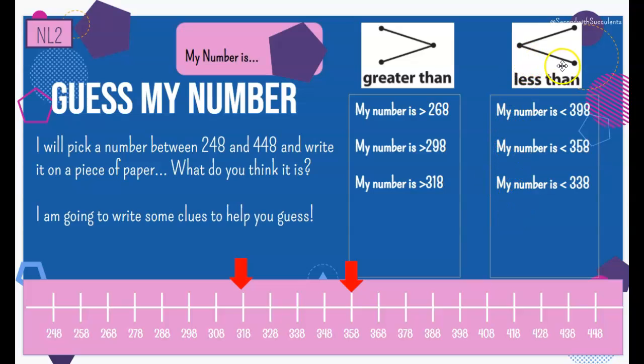My number is less than 338. Let's move our arrow. Give me a thumbs up if you know what my number is. Good work. You have one choice left. Here's your job. Put your guess for my number into your seesaw activity.